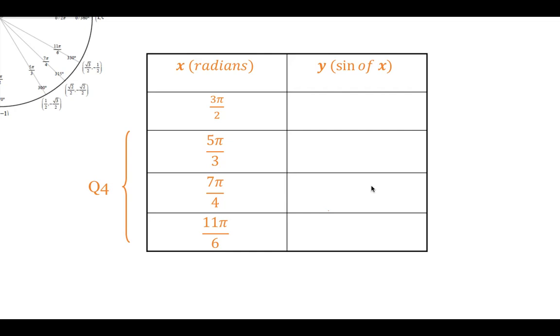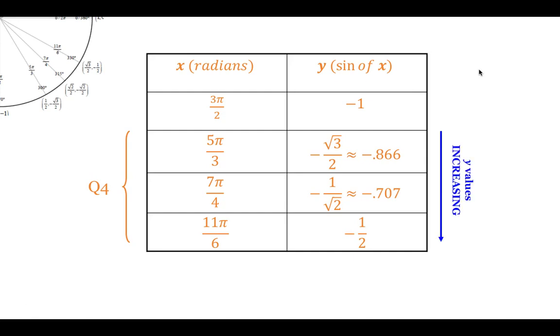So at 3 pi over 2, the sine of x is negative 1. That's where it reaches its lowest point. At 5 pi over 3, it starts going back up to negative root 3 over 2, right? It's mirroring the other side. At 7 pi over 4, it goes back up to negative root 2 over 2, or negative 1 over root 2. And then it goes up again to negative 1/2.